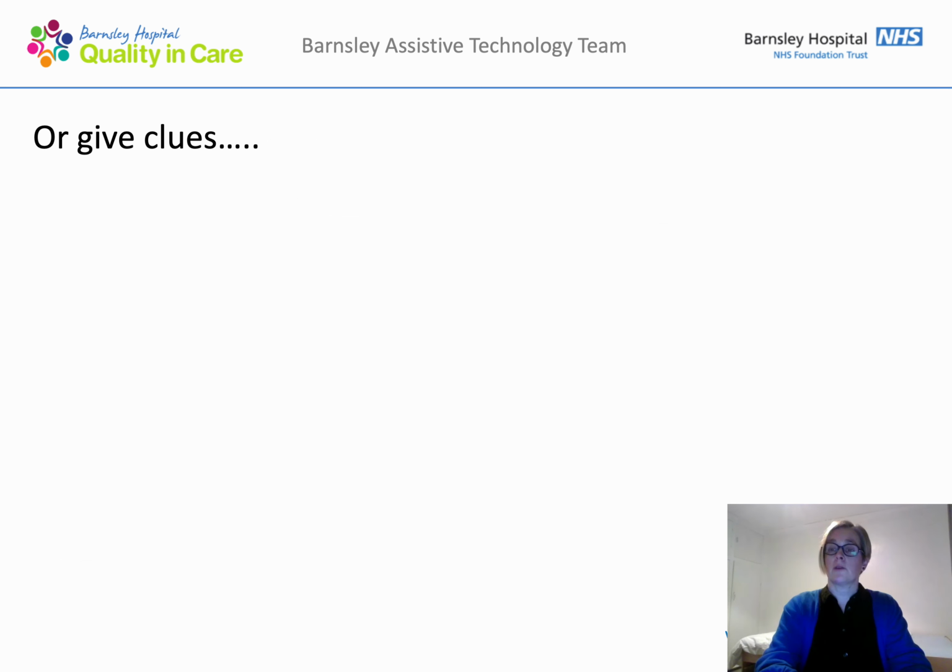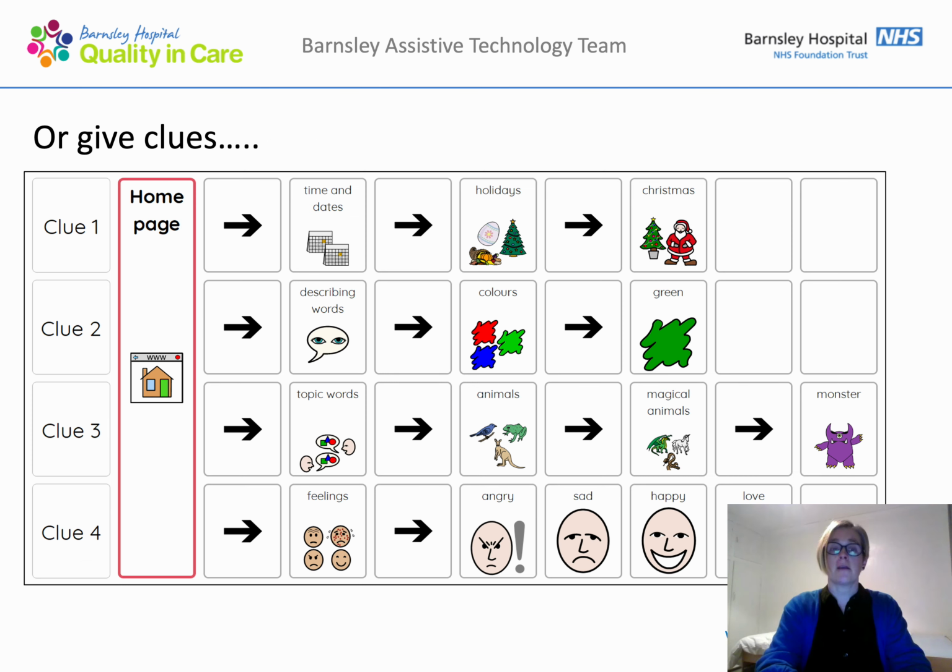So if we're going to give clues, and again thinking about the film Shrek, they might choose to give these clues. So if we work along the top, clue 1, they might think, okay, we'll give the time and date, holidays, and tell them that it's a Christmas film. And that might cue the person in to start guessing Christmas films. They then might choose to give the clue a describing word, a colour, and green. And that might cue the listener in to think about something green. And so it goes on. You can see the third clue there might be about a monster. And then the fourth clue then could be that it's a love story.